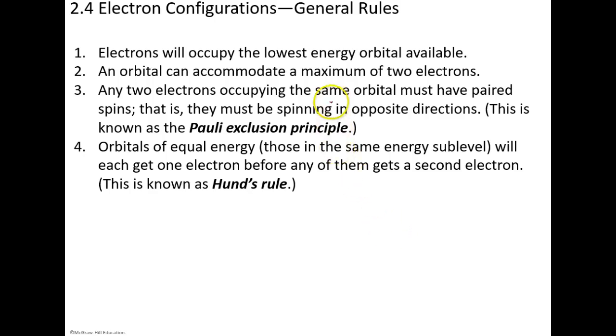Okay, and this kind of tells you the rules. Electrons always occupy the lowest energy orbital. All right, an orbital can accommodate a maximum of 2 electrons. That's why it's a spin up and a spin down. Okay, the Pauli exclusion principle says that any 2 electrons can occupy the same orbital as long as they are opposite spins. Okay, and then Hund's rule is you do unpaired first, then you go back and pair it. So orbitals of equal energy will each get an electron before any of them get paired up, or you put in a second electron.